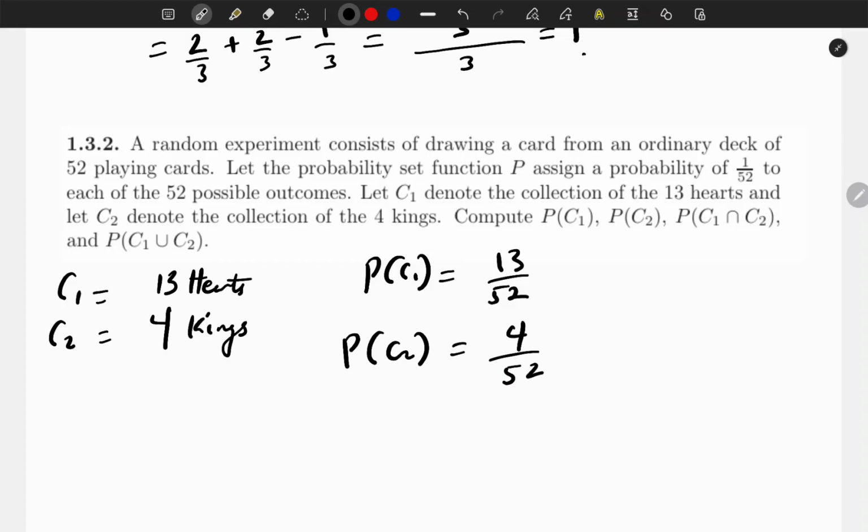So you will notice that in our playing cards we have the intersection of C1 and C2, which is a heart that is also a king. Each suit has one king: hearts have one king, spades have one king, clubs have one king, and diamonds have one king. So that means there is one card that is common to these two.